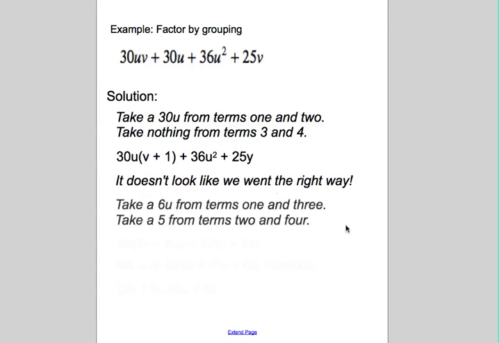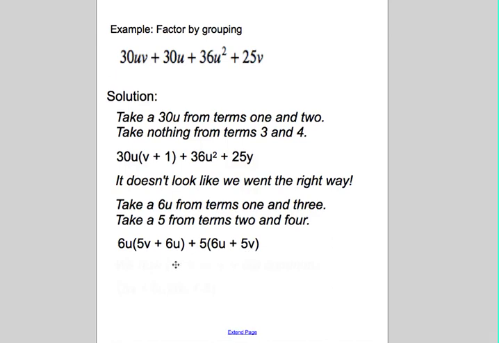Now, let's take a 6u from terms 1 and 3, and a 5 from terms 2 and 4. As we do that, we'll see that 6u comes out of the first term, leaving 5v. 6u comes out of the third term, leaving 6u. When we take a 5 from terms 2 and 4, 5 comes out of the second term, leaving 6u, and 5 comes out of the last term, leaving 5v.